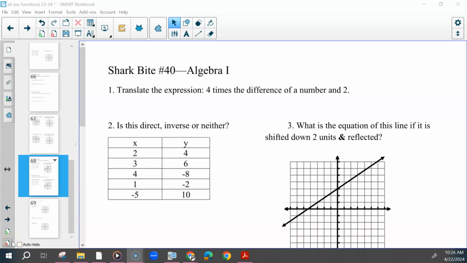Want to see, go over, have questions about it. Let's see, a lot of 2s and 4s and 3s. So we'll do 2, 3, and 4.